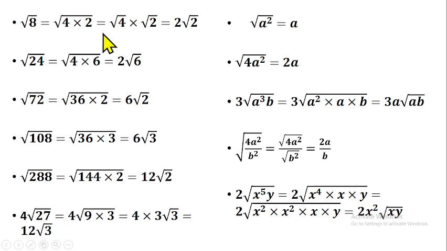Let me ask you a question. Can we simplify square root of 6 further? Before we move on, can we simplify square root of 6 further? Or is that the simplest form?